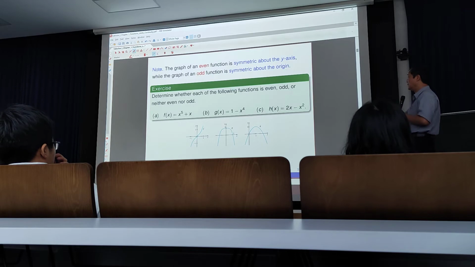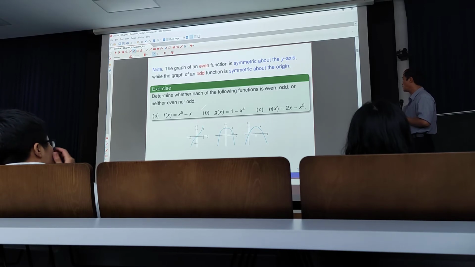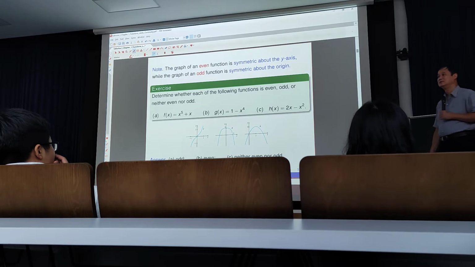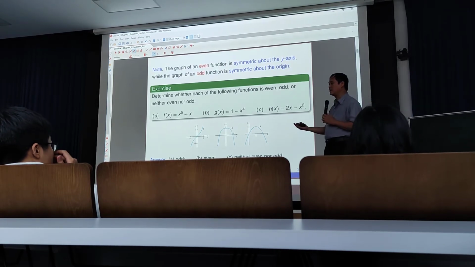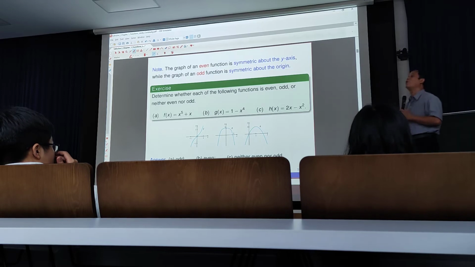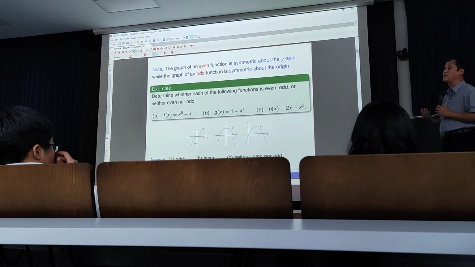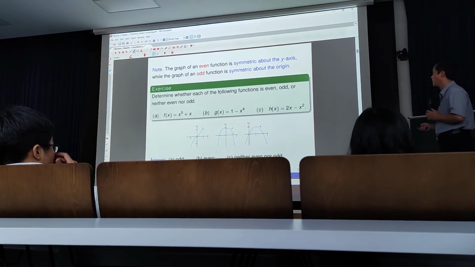Okay? So in this case, you can see this is odd. This is even. This one, nothing, because the graph is not symmetric. Okay? So the answer here: neither even nor odd. So not only the knowledge, but also the way of writing or speaking in English you should study. Okay?